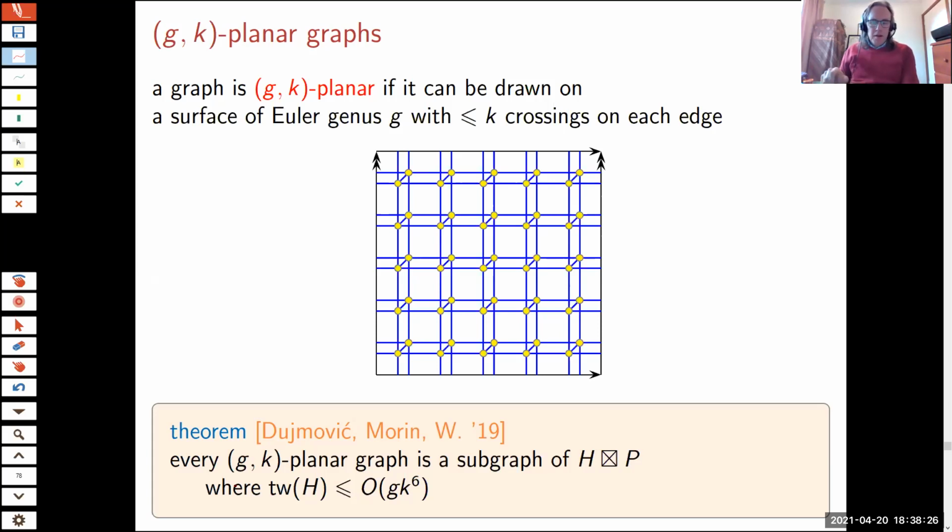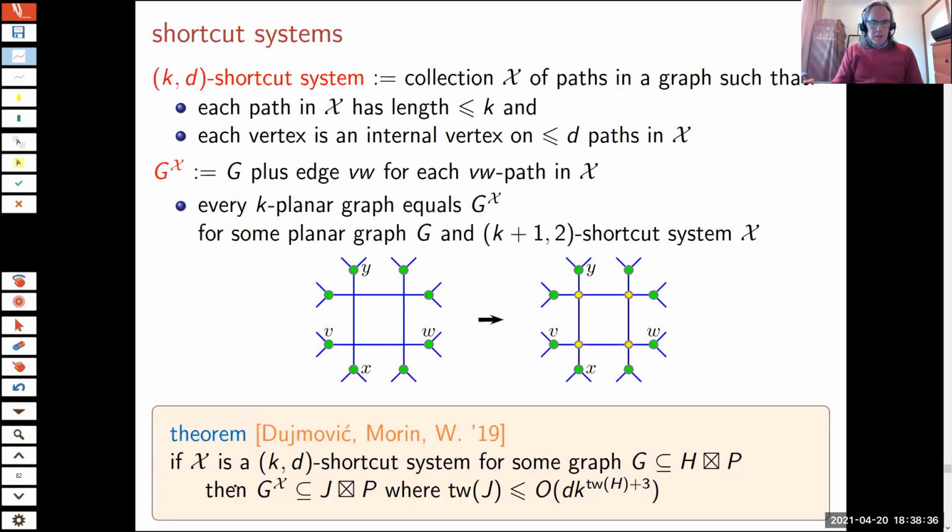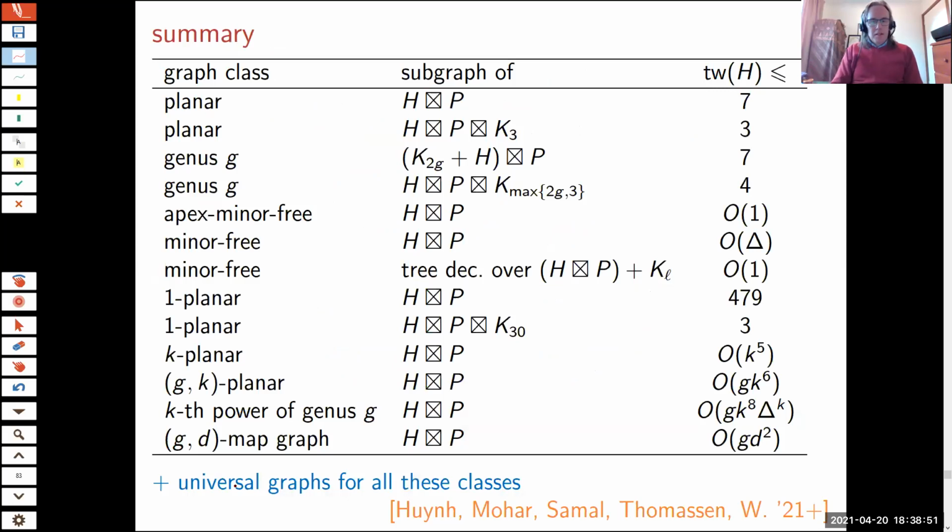Every (g,k)-planar graph is a subgraph of H times P, where the treewidth of H is bounded by the parameters. I think I'm going to skip this slide, which is a little bit about the proof. The point is that this thing called shortcut systems provides a generic method for moving from minor closed classes to non-minor closed classes.